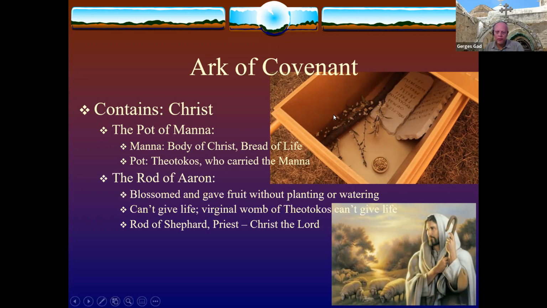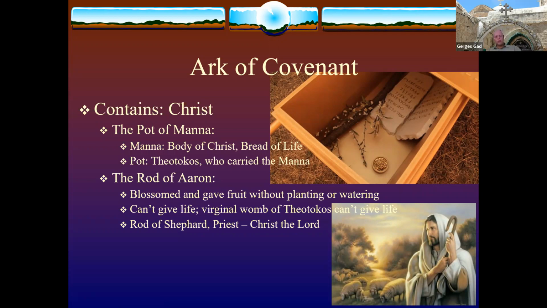We also have here the rod of Aaron. What happened to the rod of Aaron? Why is it in the tabernacle? At one point, the people started to murmur against Moses and against Aaron. And they said, why do Aaron and Moses have to be the leaders? We are all God's people. And why can't any of us be leaders, right? And there were three people who were leading this rebellion.